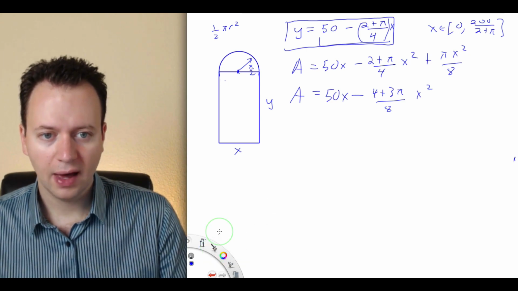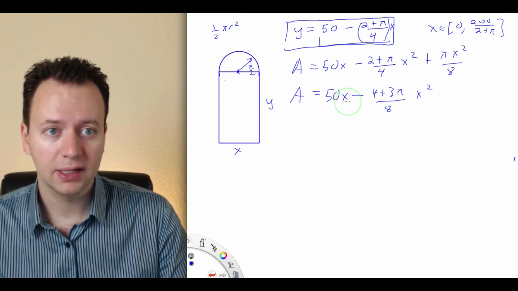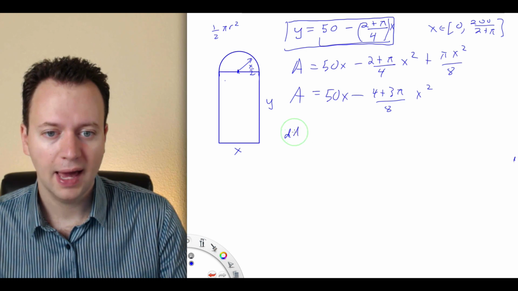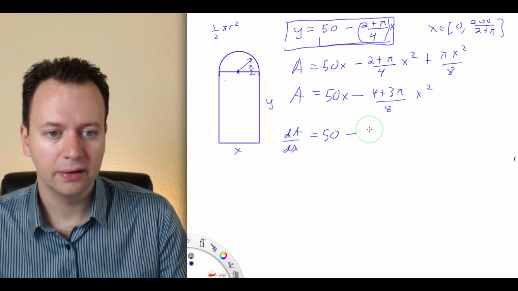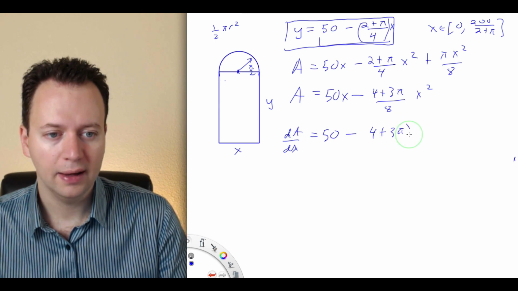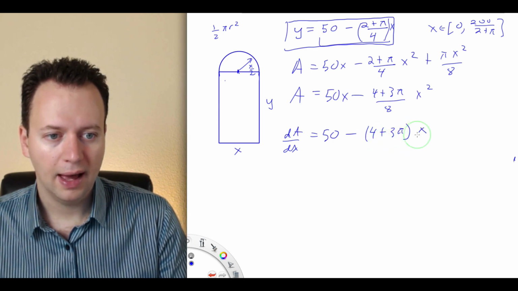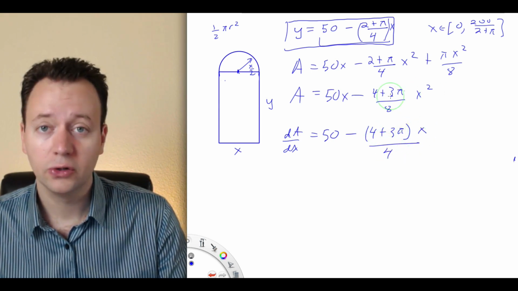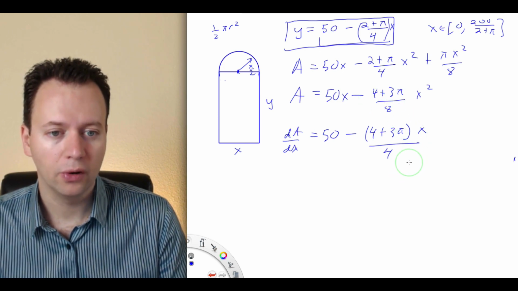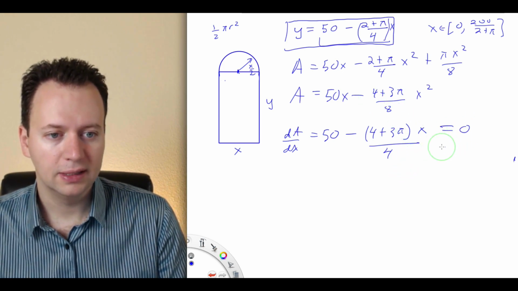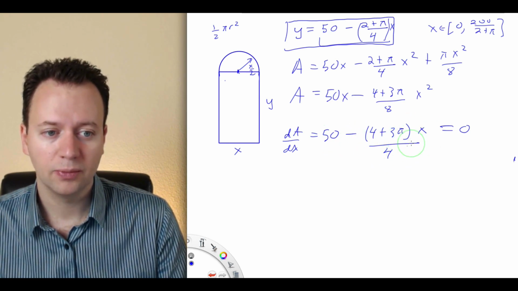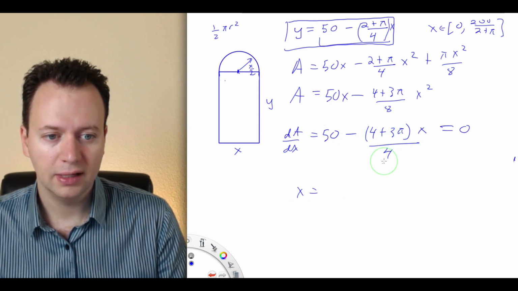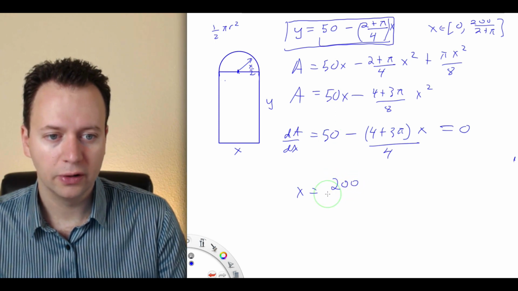Okay, so now to find the maximum area, we just take the derivative and set it equal to 0. So dA/dx is going to be 50 minus, the 2 comes down, so 4 plus 3 pi x over 4. So the 2 came down and 2 over 8 was 1 over 4. And we set that equal to 0. So basically 50 is equal to this, so we cross multiply. So x is going to equal 4 times 50, which is 200, over 4 plus 3 pi.